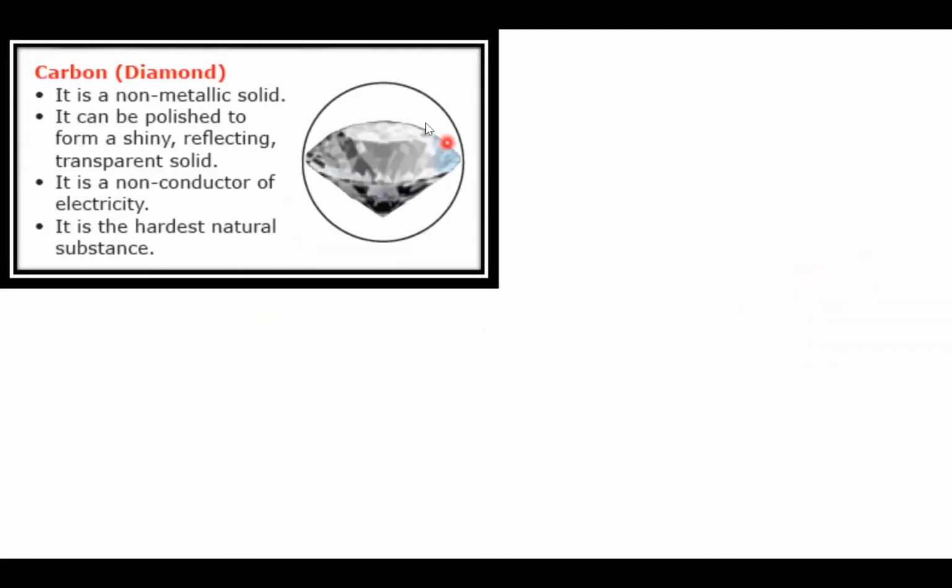The next element is carbon, and carbon is a non-metal. You can use carbon to make diamonds, and once it becomes diamond, it is very shiny. It doesn't conduct electricity, and it is a very hard substance.